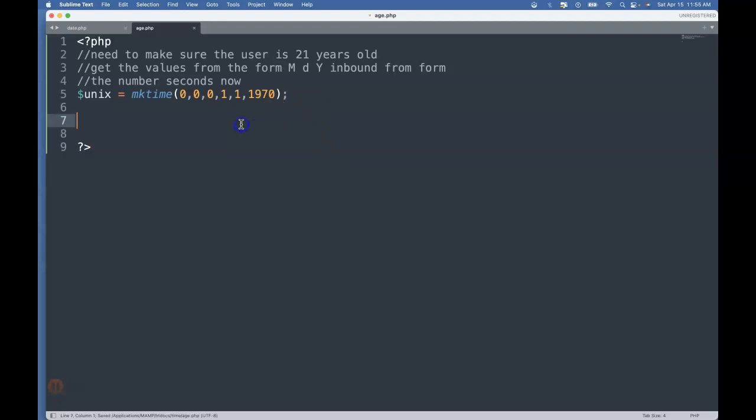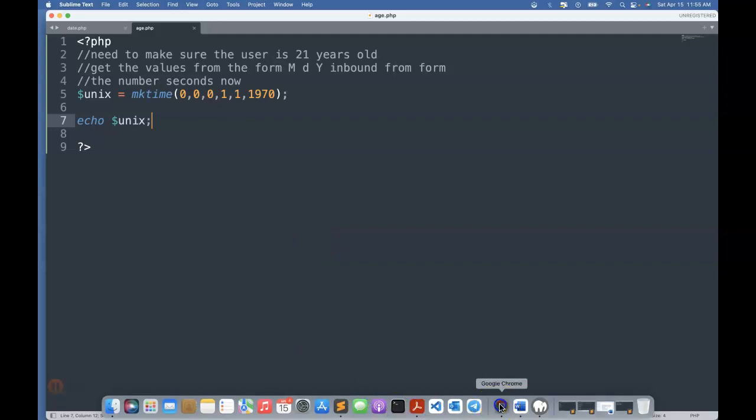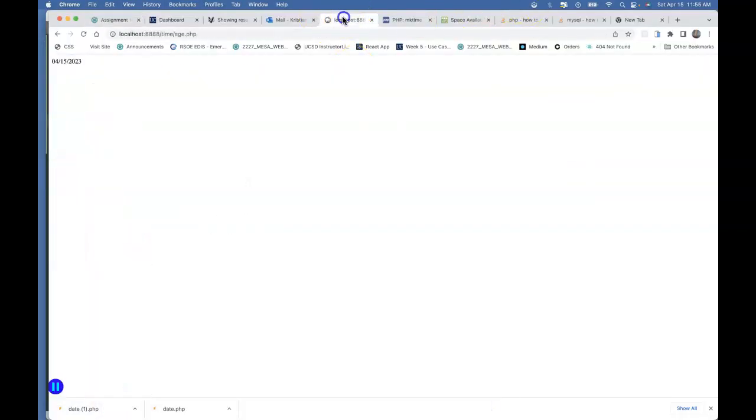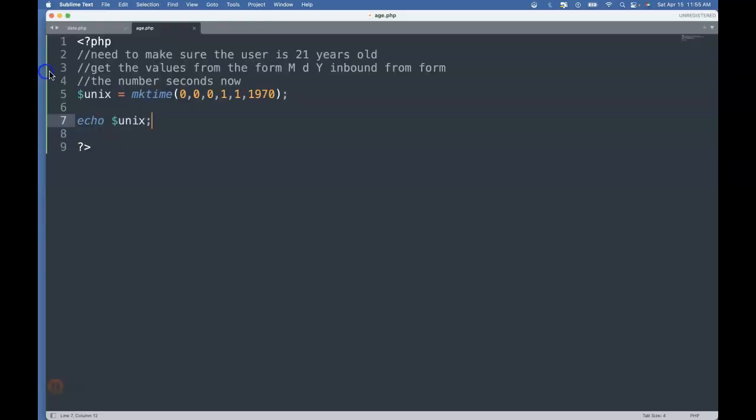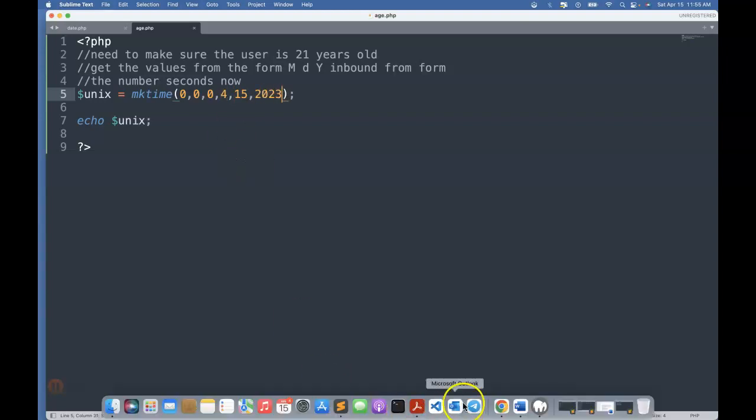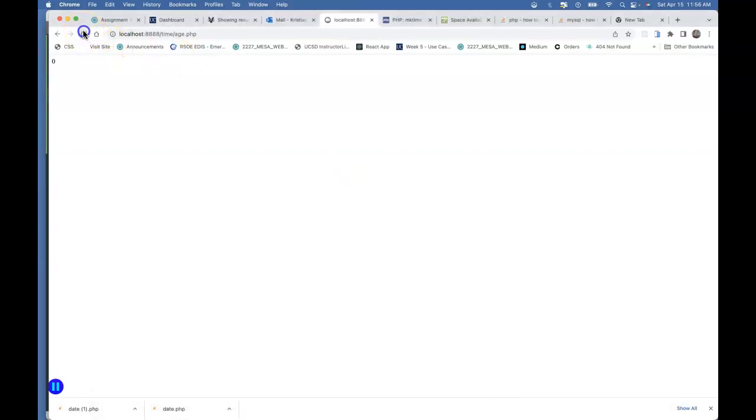So if I were to echo out unix and take a good look at it in the browser, we would get that. That's the Unix epoch, 0 seconds. It started then. So let's say we wanted to do it today, and we did April 15th, 2023, when this is being recorded. If I hit refresh, you get that.